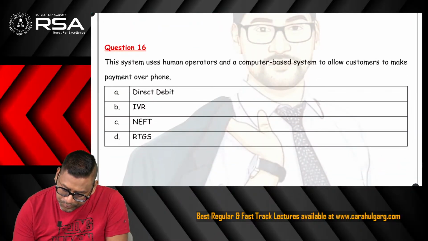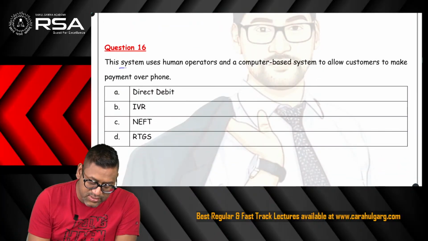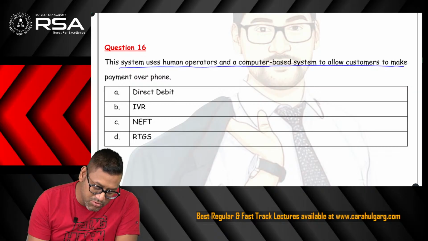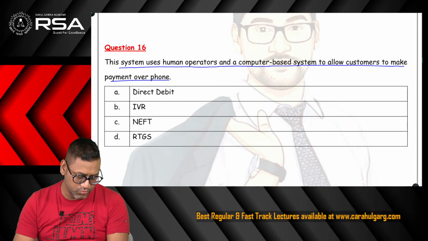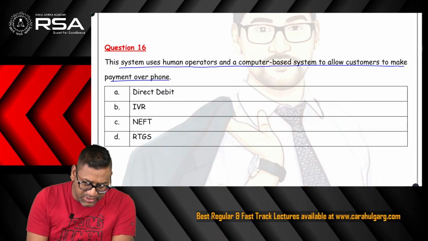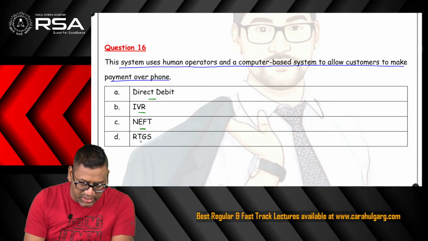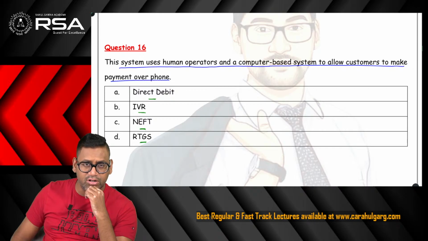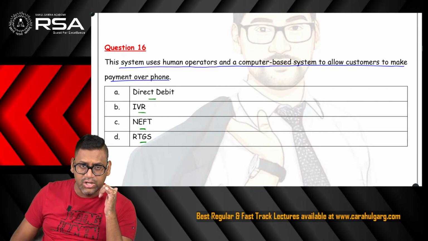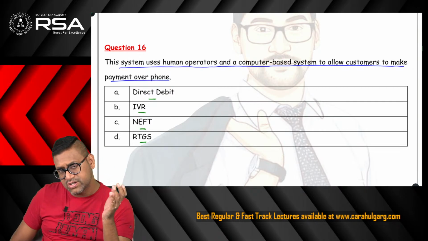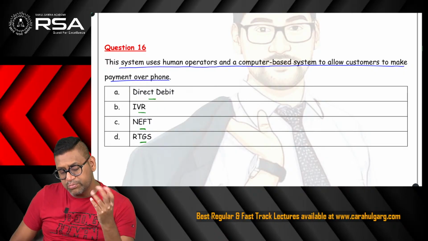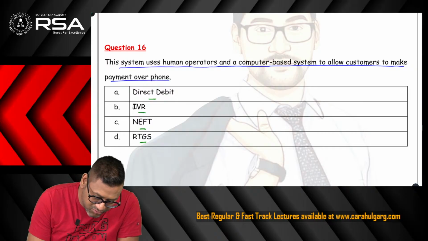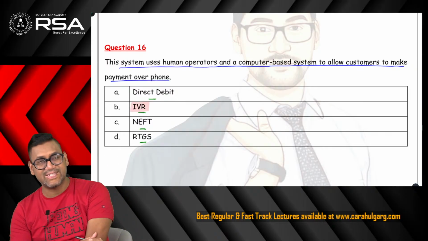Okay. So the next question says the system uses human operators and a computer based system to allow customers to make the payment over the phone. Various options are given: direct debit, IVR, NEFT or RTGS? So what is the system whereby it uses human operators and a computer based system? You make a particular call, certain instructions are given, you follow those instructions and you can make the payment. So that is called the IVR facility. So this was question number 16.